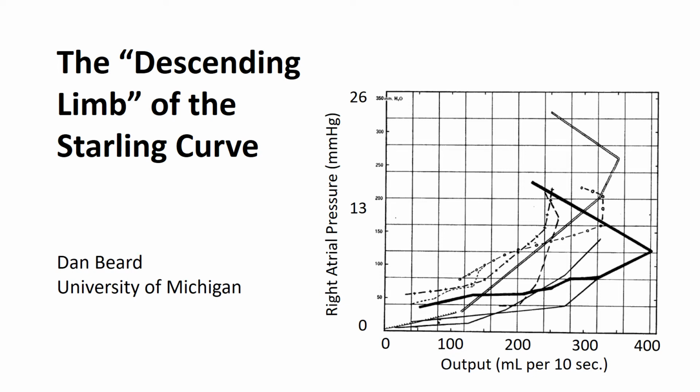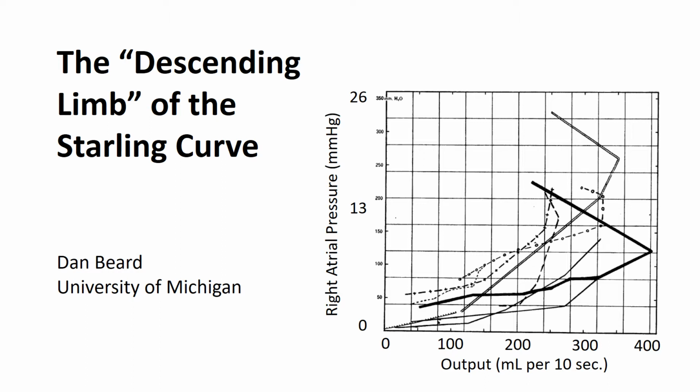This video is about the descending limb of the Starling curve. The Starling curve is also called the Frank-Starling curve or the Frank-Starling mechanism. So the Frank-Starling mechanism is the physiological relationship where increasing filling of the heart, or preload, results in an increase in cardiac output or stroke work.